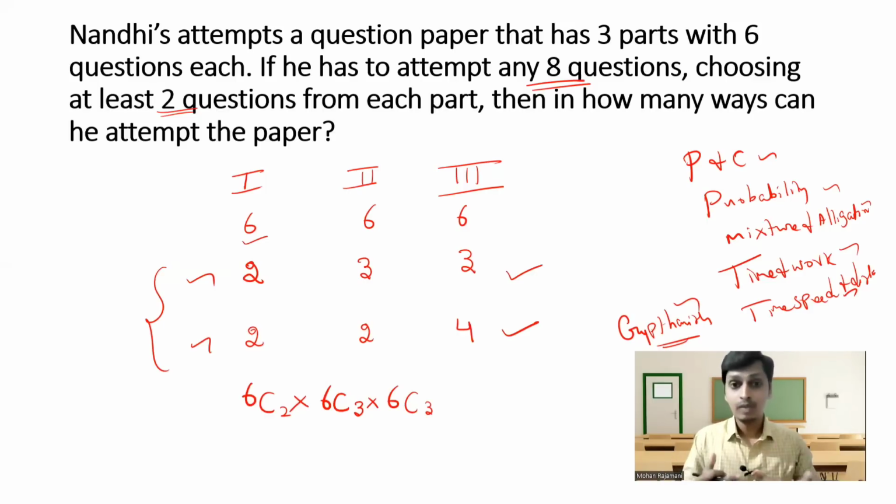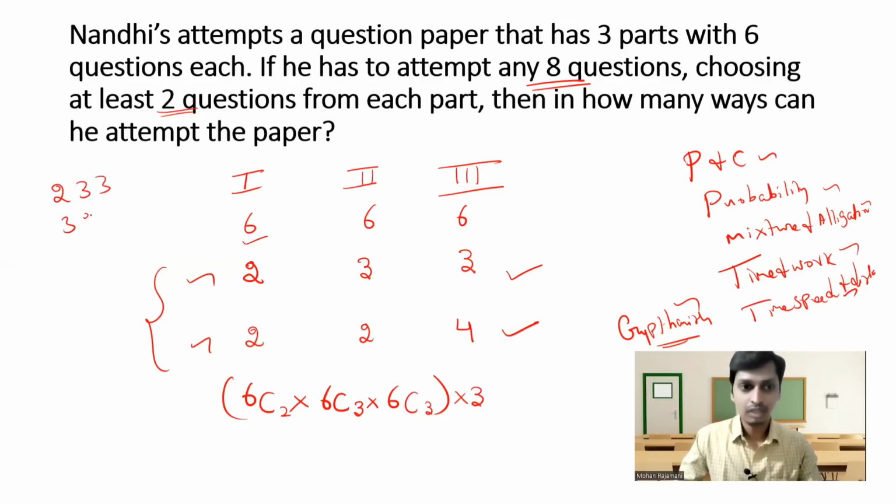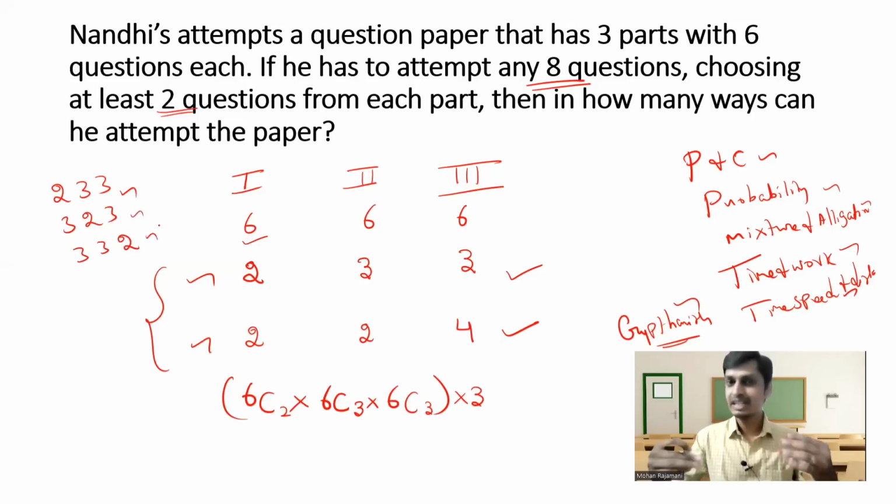Now how many ways are there of selecting 2, 3, 3? You have 3 ways, right? So just multiply this by 3. Why are you multiplying with 3? It can be 2, 3, 3, or it can be 3, 2, 3, or it can be 3, 3, 2. Right? So instead of writing separately and adding, you can just multiply it by 3. So this is your first combination.